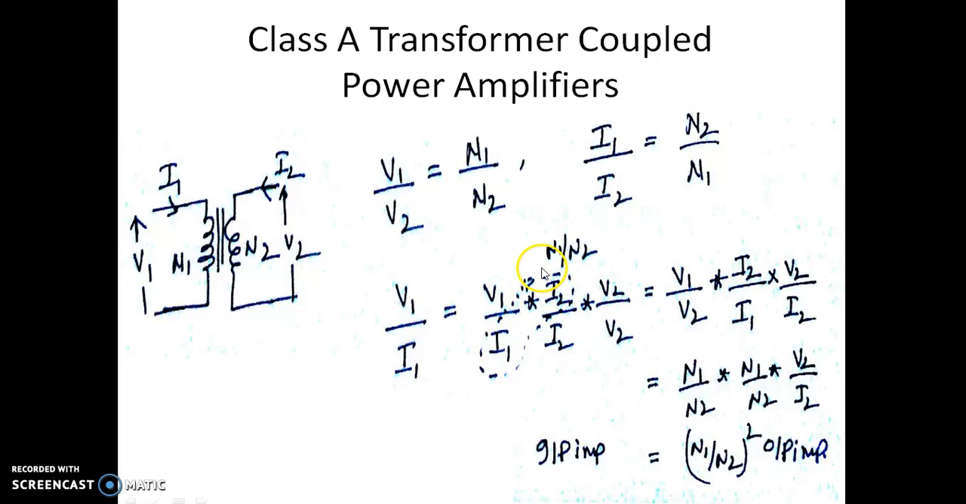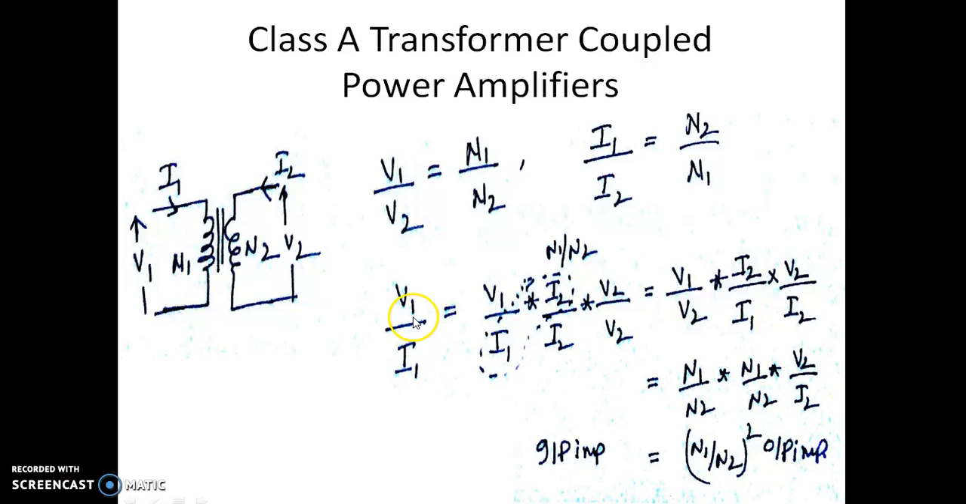Please rearrange this particular multiplication division of I2 and V2 onto V1 I1. So let us separate this V1 by V2 as one term, the I2 by I1 as another term, and V2 by I2 as the other term. The same equation is being rewritten in this form. Just have a look at what is this V1 by V2. V1 by V2 is nothing but N1 by N2, and I2 by I1 is also N1 by N2, and this is V2 by I2.